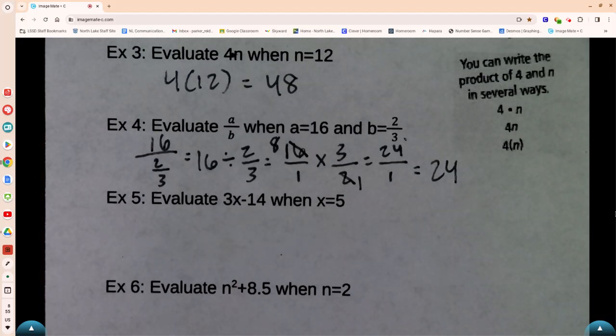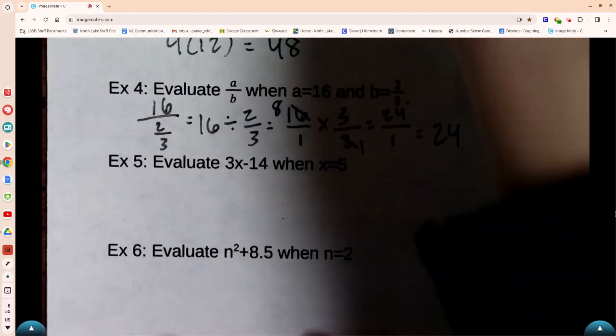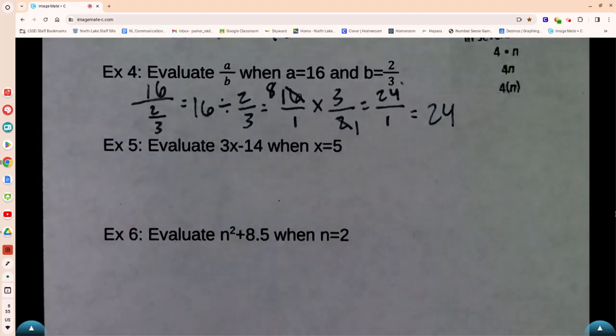Remember, this expression is not always going to equal 24. It just depends what a and b are. But when a and b are these specific numbers, we get 24. Questions about example 4? All right, example 5, evaluate 3x minus 14 when x equals 5.